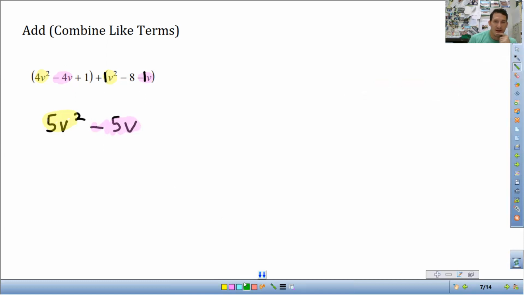And then last one, and you keep that minus with the 8. So that's 1 minus 8, which is negative 7. And that's it. Just combine the like terms. So that is 5v squared minus 5v minus 7.